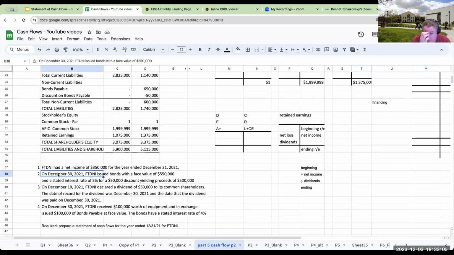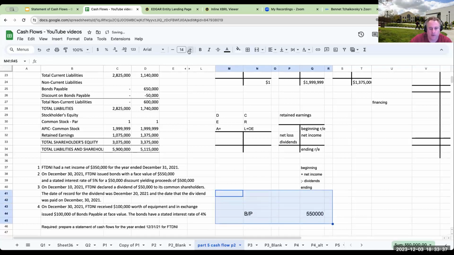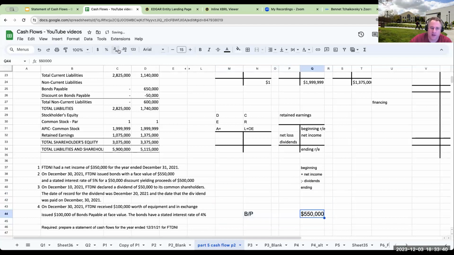On December 30th, I issued bonds with a face value of $550 and a stated interest rate of 5% for a $50,000 discount yielding proceeds of $500. What I'm going to suggest you do is you write this out as a journal entry. Let's go ahead and write this out as a journal entry. So whenever I show a bond payable, I always have to show the bond payable when I'm issuing it as a face value. Always is going to be over here. This will be at 550,000. Always show bond payable at the face value.